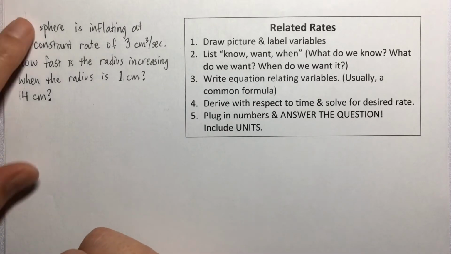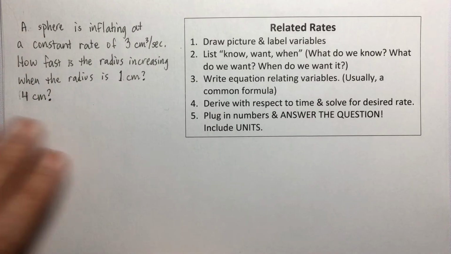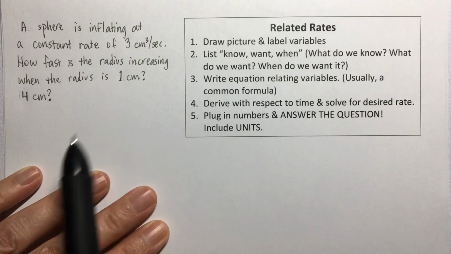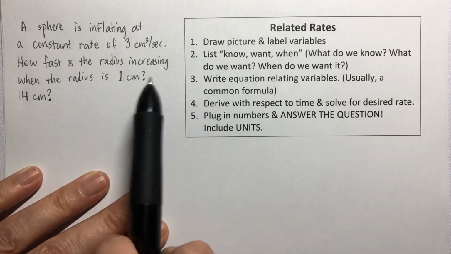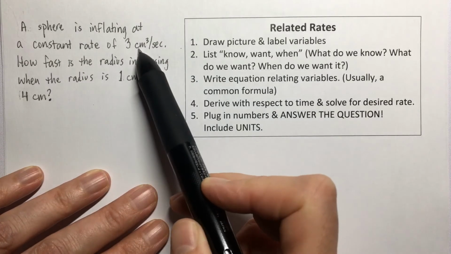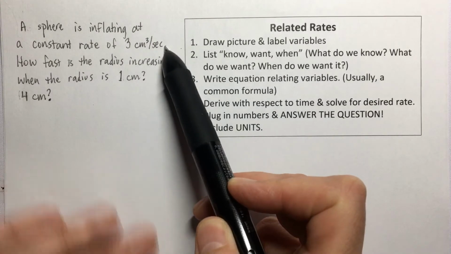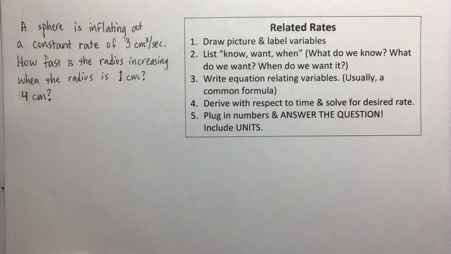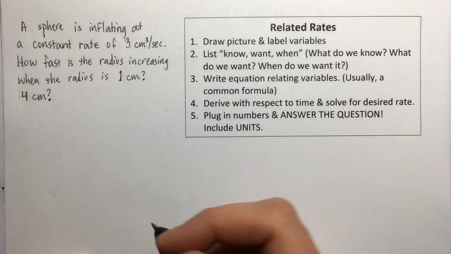So here's our situation. A sphere is inflating at a constant rate of 3 cubic centimeters per second. How fast is the radius increasing when the radius is 1 centimeter and also at 4 centimeters? Just a little note. When you see centimeters cubed per second like that, or squared or whatever, you say cubic centimeters. You don't say centimeters cubed. You just sound kind of weird. So just putting that out there.